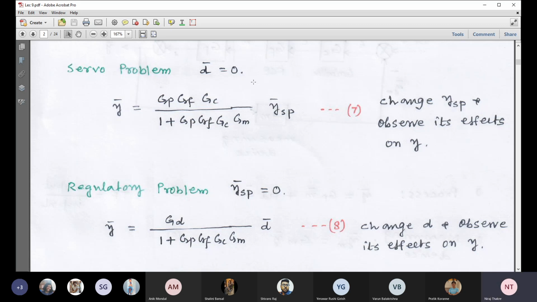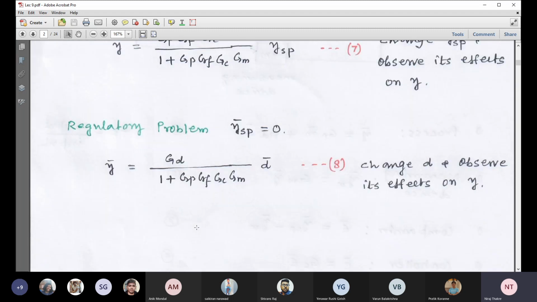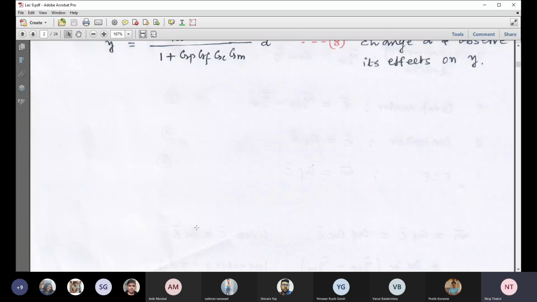This first one is also used for set point tracking performance, that is the servo problem. For the second one we also use the term disturbance rejection performance, that is basically the regulatory problem. Now to understand this, let us take one simple example.